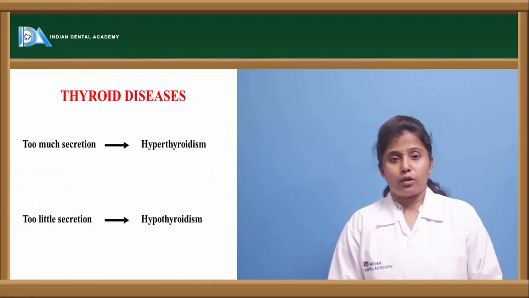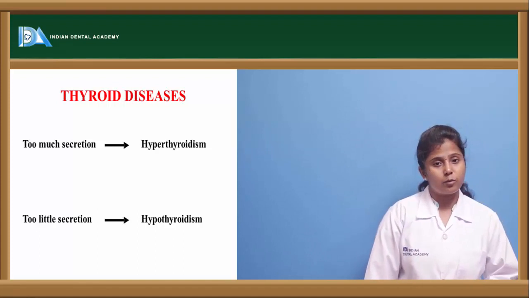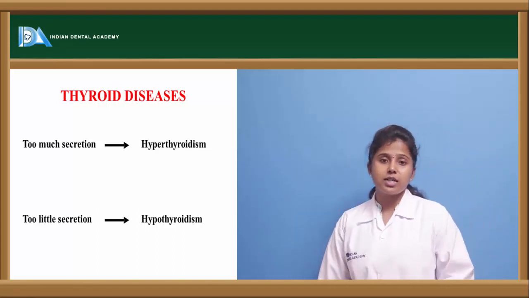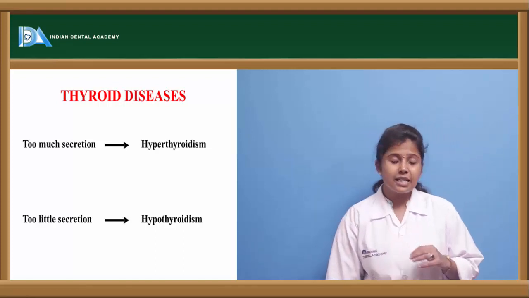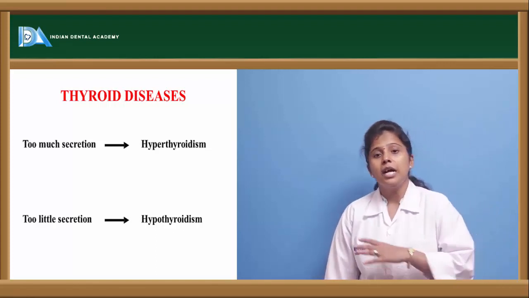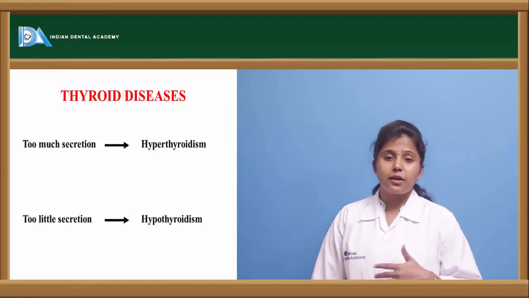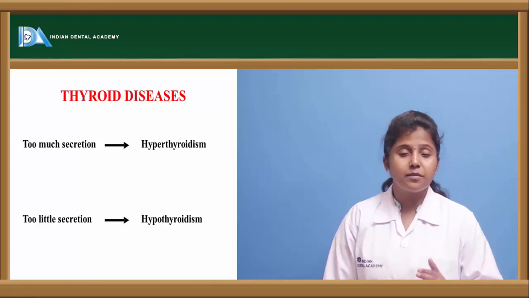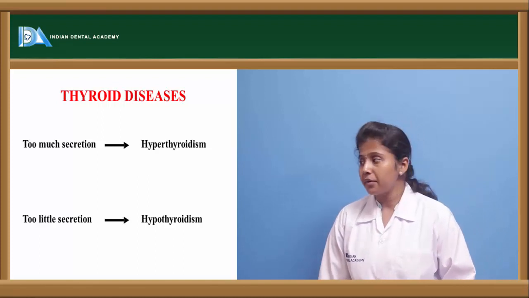What are the thyroid disorders? What happens if thyroid hormone is released excessively, or if less thyroid hormone is released? If excessive secretion of the thyroid hormone occurs, it leads to a condition called hyperthyroidism. And if little secretion of the thyroid hormone occurs, it leads to a condition called hypothyroidism. For hypothyroidism, thyroid agents are given, that is, thyroid supplements. And for hyperthyroidism, in order to suppress the action of thyroid hormones, anti-thyroid drugs are preferred.